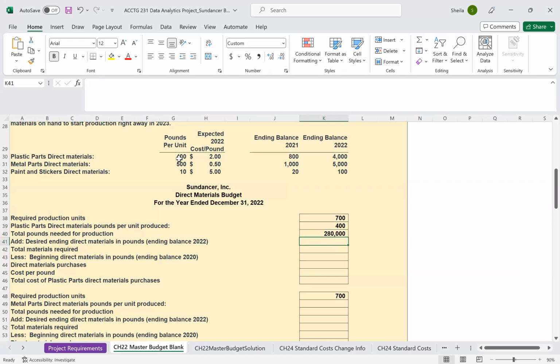But remember, I want to build some cushion. Okay, so this is my buffer, my cushion.